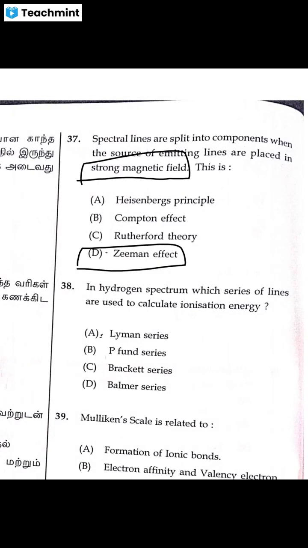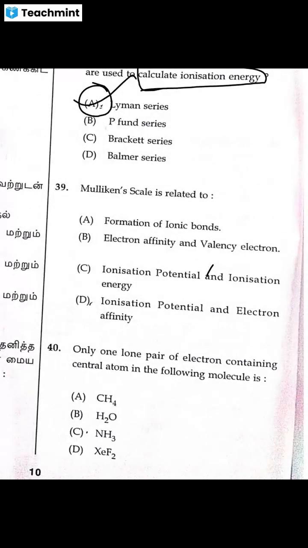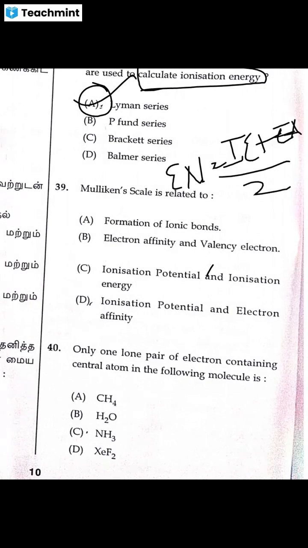Next, in hydrogen, calculating the ionization enthalpy, that is the energy required to remove the electron from the first state. That is the Lyman series, from the first ground state, the lower energy level. Then the Mulliken scale: the electronegativity on the Mulliken scale is equal to ionization enthalpy plus electron affinity divided by 2. So the relation is option D, the correct answer.